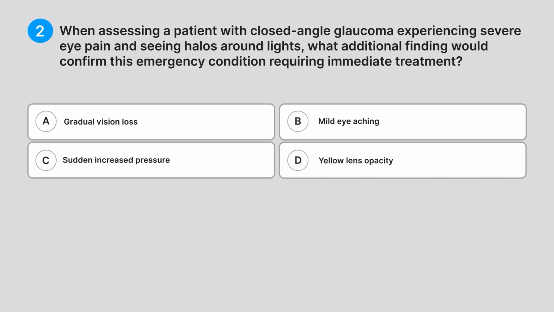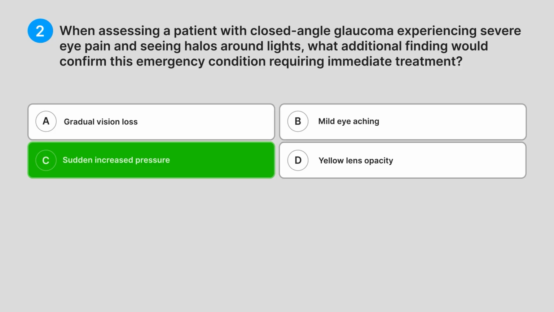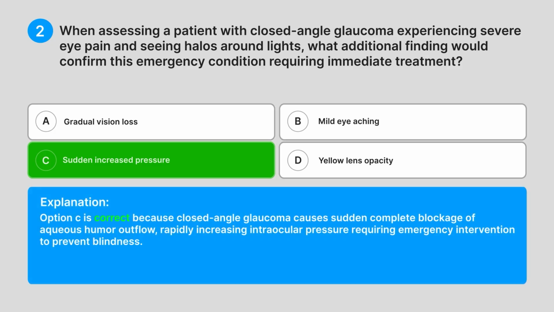Correct answer, C. Sudden increased pressure. Explanation. Option C is correct because closed-angle glaucoma causes sudden complete blockage of aqueous humour outflow, rapidly increasing intraocular pressure, requiring emergency intervention to prevent blindness.